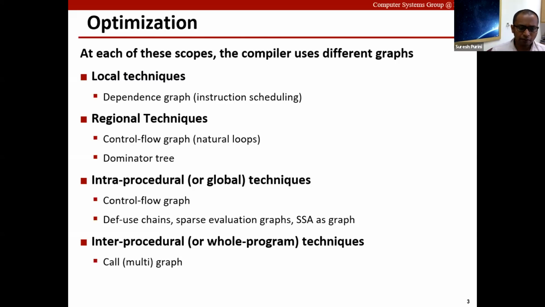And when the compiler is working at an interprocedural level, then a call graph, that is, which function is calling which functions, will be constructed. Along with the control flow graph of each of the functions, this call graph will also be used to guide the interprocedural optimization techniques.